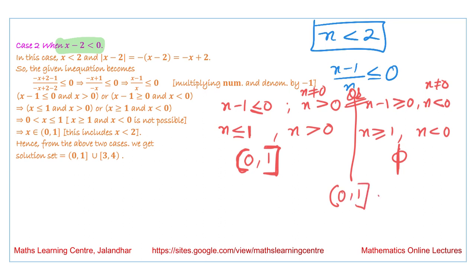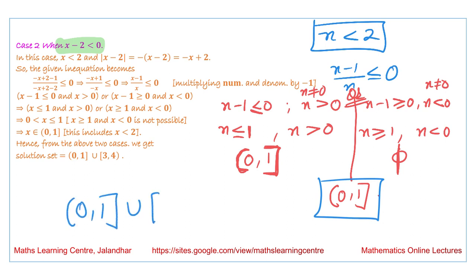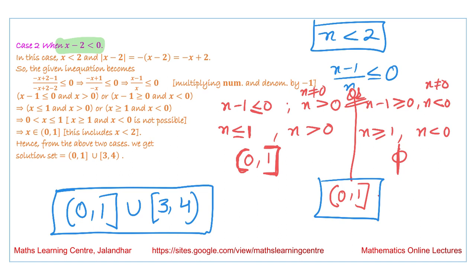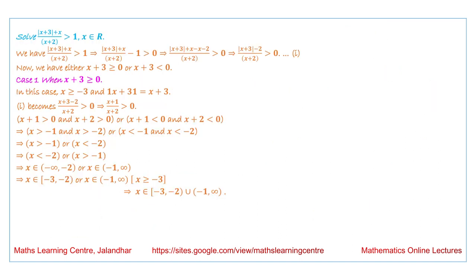So the final answer is the union of both these intervals. The final answer we obtain is 0 to 1 union 3 to 4. So this is the solution set that we have in this case.